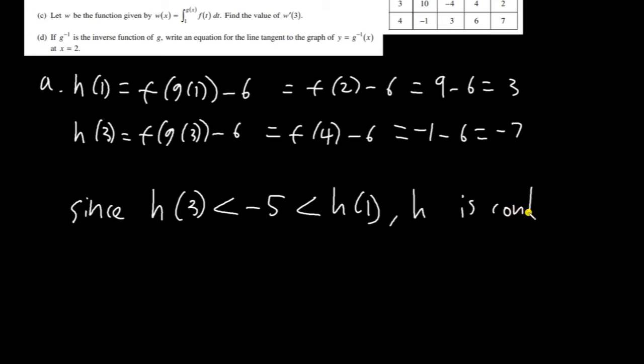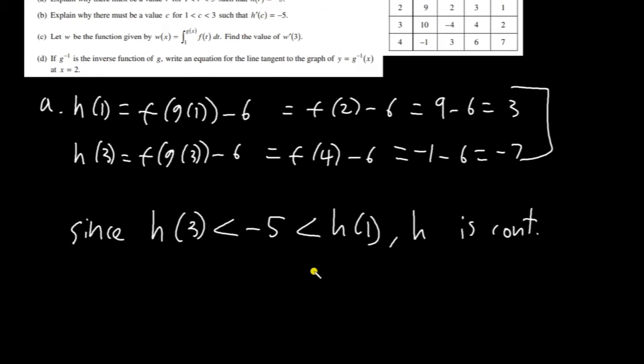H is continuous. There must exist some value of r, where r is between 1 and 3, such that h of r equals negative 5. Okay, that's going to be our explanation there. So this is a 2-point question. 1 point for finding h of 1 and h of 3, like this, and another point for your explanation of why there must be a value of r.